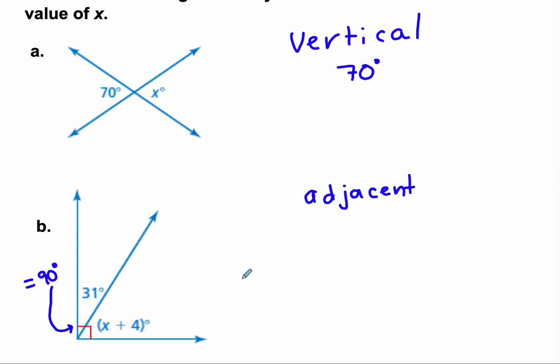So because we know together they equal 90 degrees, we can set up and solve an equation to find out what x is. So we have x plus 4. We don't need the parentheses there. There's nothing in front of it. Just distribute. So we're just going to write x plus 4 plus 31 from our other angle equals 90.